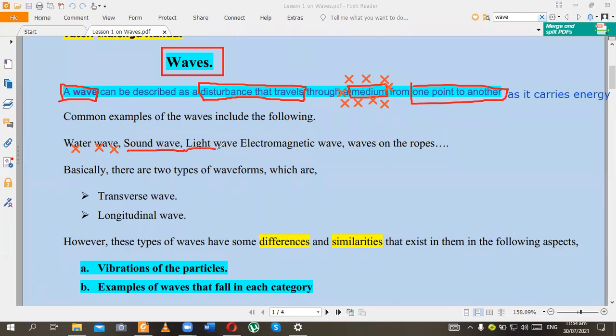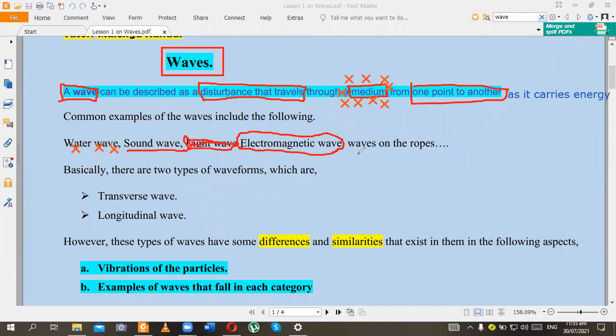Though light waves are not supposed to be here as a standalone, because they are included in the electromagnetic waves. Electromagnetic waves, we have a lot of them falling in here. So allow me to remove the light wave, because it falls in the electromagnetic waves. There are quite a lot that we're going to look at later.